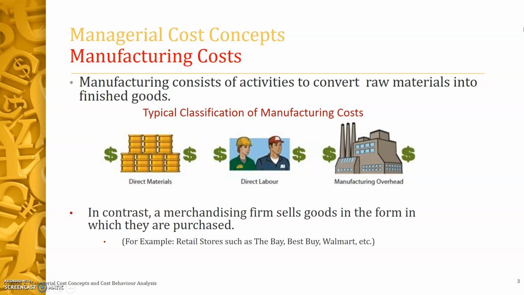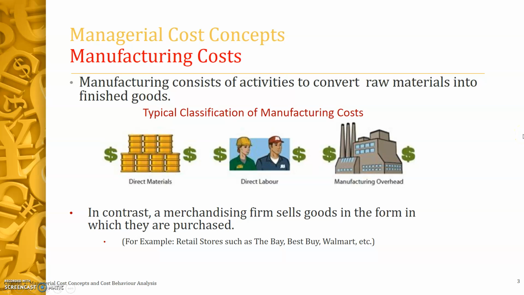In contrast, a merchandising firm sells goods in the form in which they are purchased. For example, retail stores such as the Bay, Best Buy, Walmart, they purchase goods from manufacturing companies and simply stock those goods in their shops and sell them to the end customers.